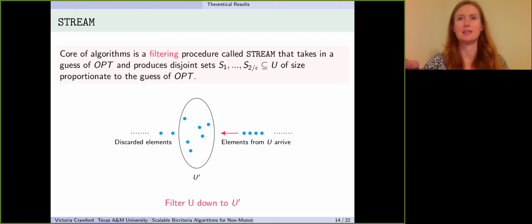Basically, it has these 2 over epsilon disjoint sets, S1 through S2 over epsilon, and the total size of these sets is proportionate to the guess of opt. So if you have a small guess of opt, you know that the size of all of these sets that you're storing is relatively small.